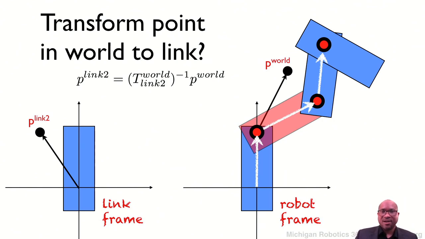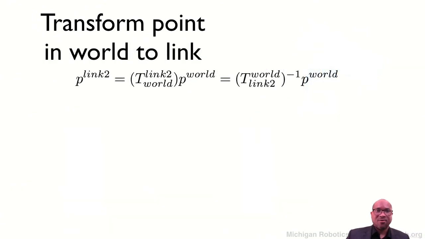And that inverse, if you've followed along with what we've been saying throughout this lecture, is actually not that bad. So we should just remember that the transform from the world with respect to link two is going to be the inverse of what we've already computed for forward kinematics, which is link two with respect to the world.